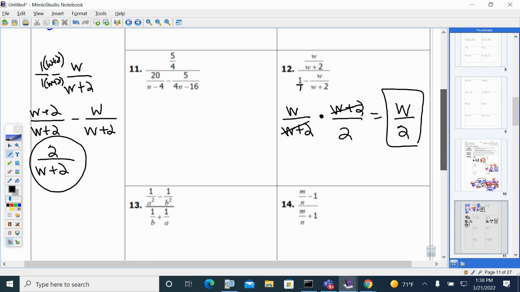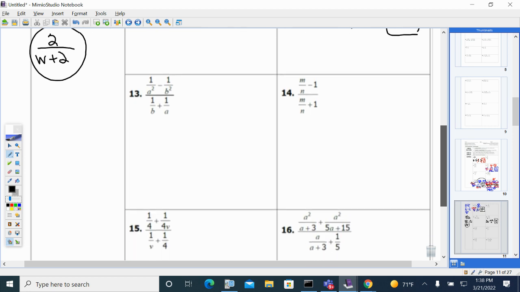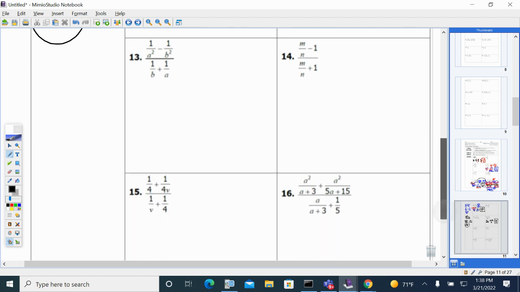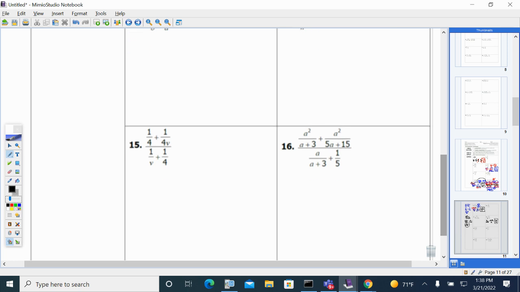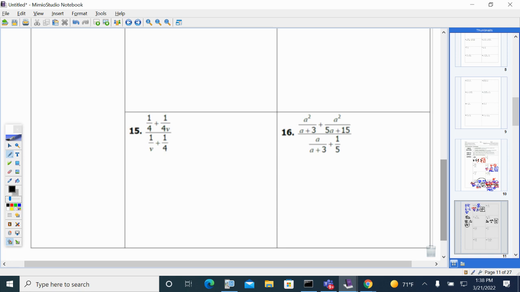Now let's do another one. Let's do number 16. Number 16, I've got a squared over a plus 3 plus a squared over 5a plus 15. That's just my numerator. And then in my denominator, I have two more fractions. So basically what we have to do here is fix the top and the bottom. So let's look at just the top first.